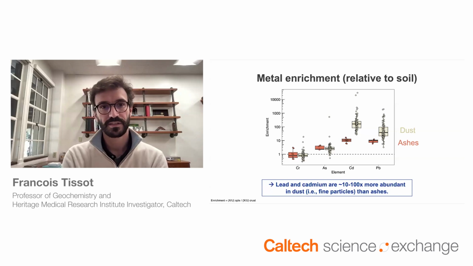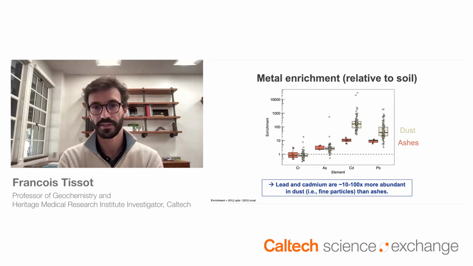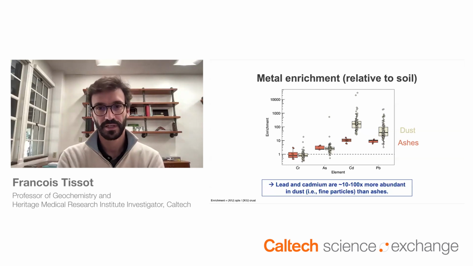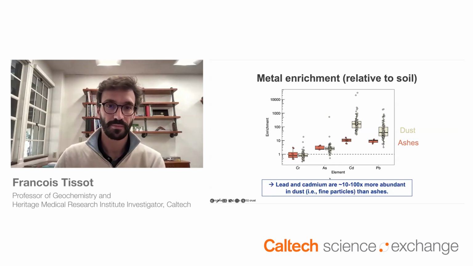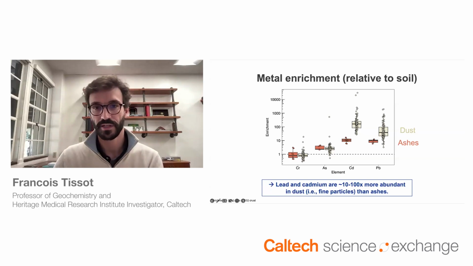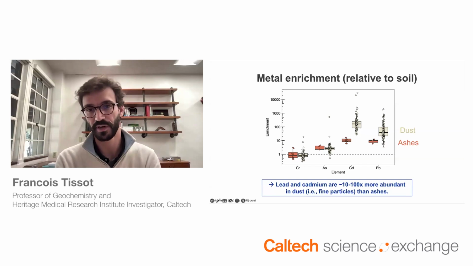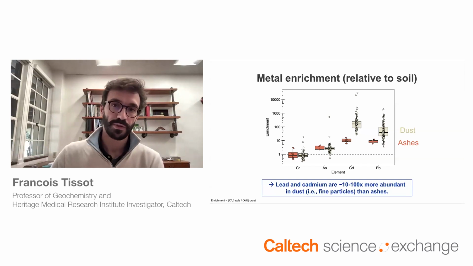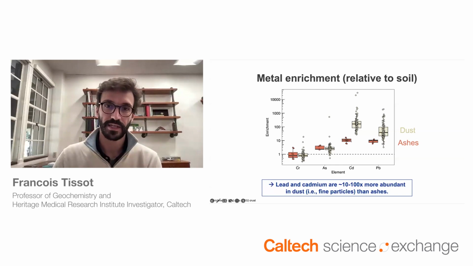On the y-axis, on the vertical axis, you see an enrichment. This is a multiplicative factor, a number of times that the concentration is higher than what you would find in a typical soil or ground. The chromium, arsenic, cadmium, and lead are represented, and the 2 colors, red is for the ashes, and the pale color is for the dust or the finer particles that you might not be able to see at the naked eye.